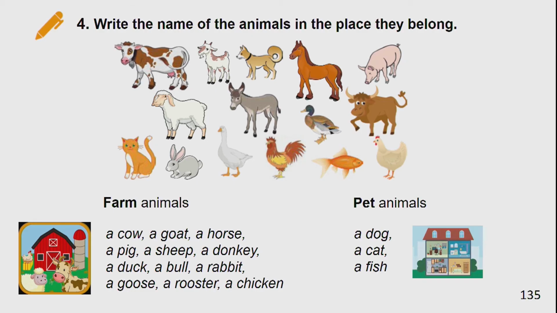Time to check the answers all together. Let's start with the farm animals. Read your answers, please. A cow, a goat, a horse, a pig, a sheep, a donkey, a duck, a bull, a rabbit, a goose, a rooster, a chicken. Yes, right. And are there any pet animals? A dog, a cat, and a fish. That's it. Thank you, guys.